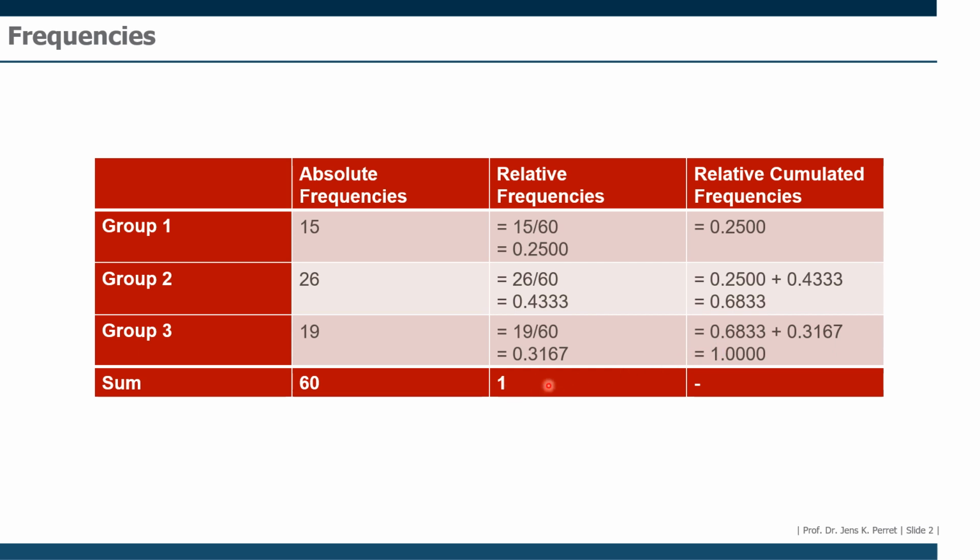So if those weren't 100%, this would mean that there would be observations which are not part of any of the groups, or that there are actually more observations in the groups than there are in total, which cannot happen. So these two values always have to be 1. And that's a good way to control whether you did your work correctly.